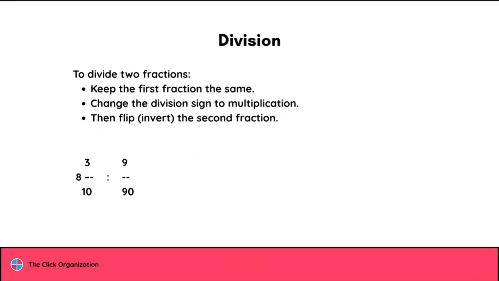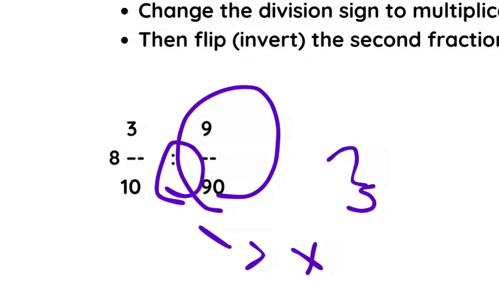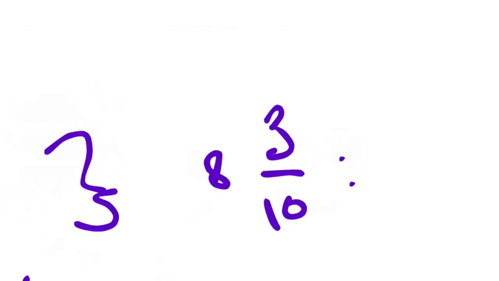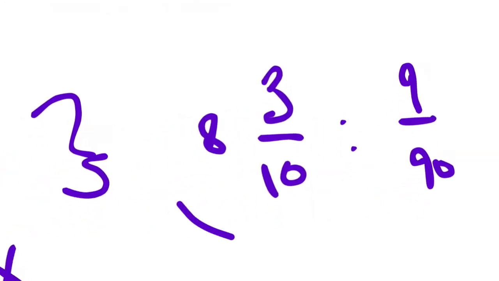The last part, division. To divide two fractions, we keep the first fraction the same, okay? We change the division sign to a multiplication sign. And then we flip, or invert, the second fraction, okay? So let's start solving. So we have 8 and 3/10 divided by 9 over 90, right? So first we need to turn this into an improper fraction.